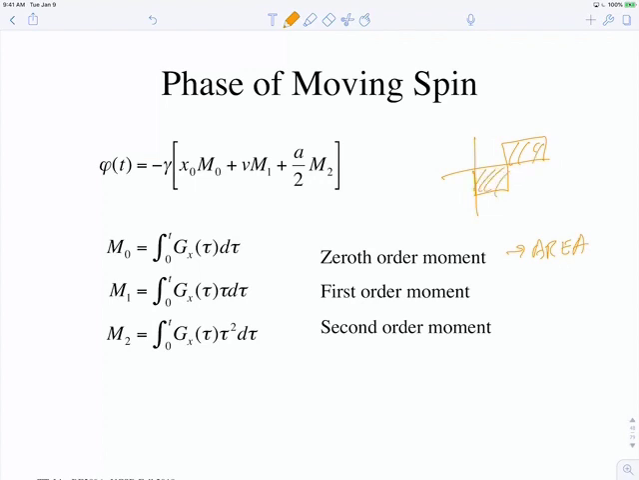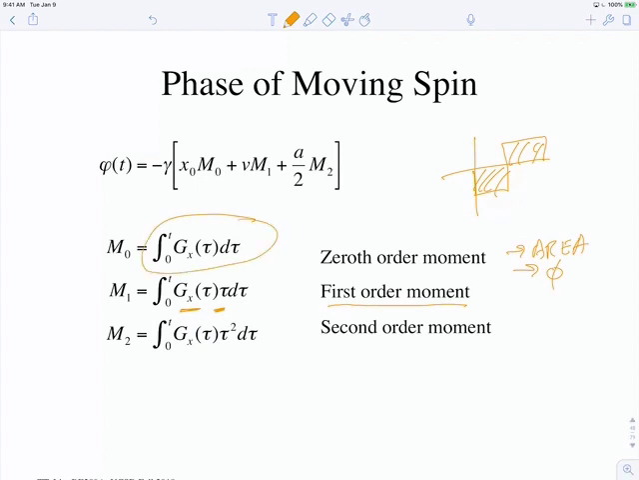So typically we're going to use pulses that have area of 0, so we're going to make that go to 0. This pulse has no sensitivity to where you are in space. The first order moment actually is going to have some sensitivity, and that's the sensitivity to velocity. The first order moment is just the gradient times time, the integral of that.